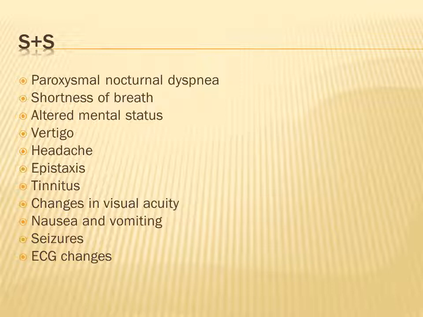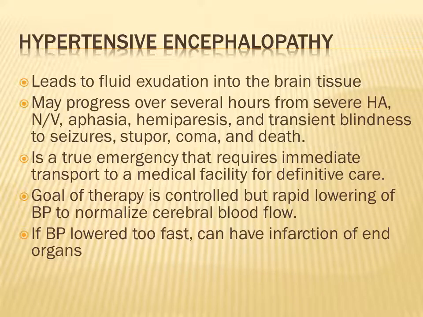Epistaxis. If you go back and look at the state protocol for epistaxis, which is the nosebleed, the main treatment to stop the nosebleed is Afrin, which, try to remember what type of drug that is, is basically a potent vasoconstrictor. So if we have a patient who's hypertensive, that's one of the key things we have to check before we administer the nose spray, that they aren't hypertensive. If so, it's contraindicated. Also tinnitus, changes in visual acuity, nausea and vomiting, seizure, and then ECG changes.